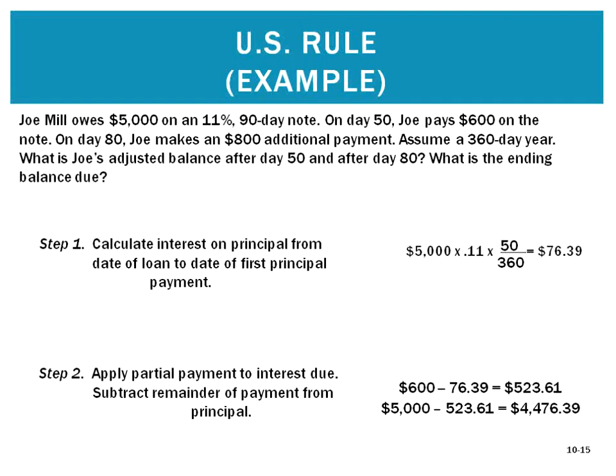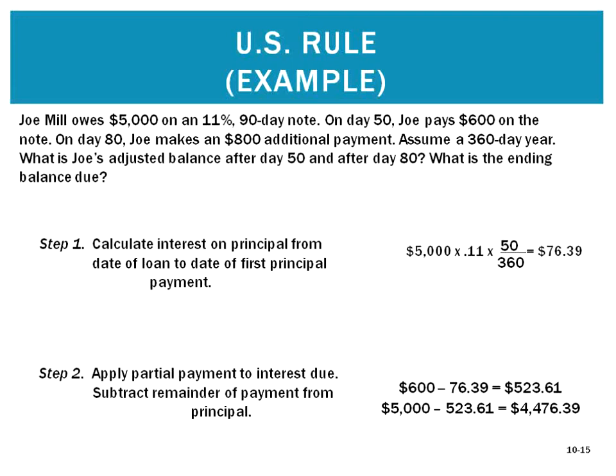Joe Mill owes $5,000 on an 11% 90-day note. So our principal is $5,000, our rate is 11%, and our time is 90 days, okay? On day 50, he pays $600 on the note. So he owes it for 90 days, but at day 50, instead of paying the $5,000, he just pays $600. He makes a payment. On day 80, Joe makes an additional $800 payment. Assume a 360-day year. What is Joe's adjusted balance after day 50 and after day 80?